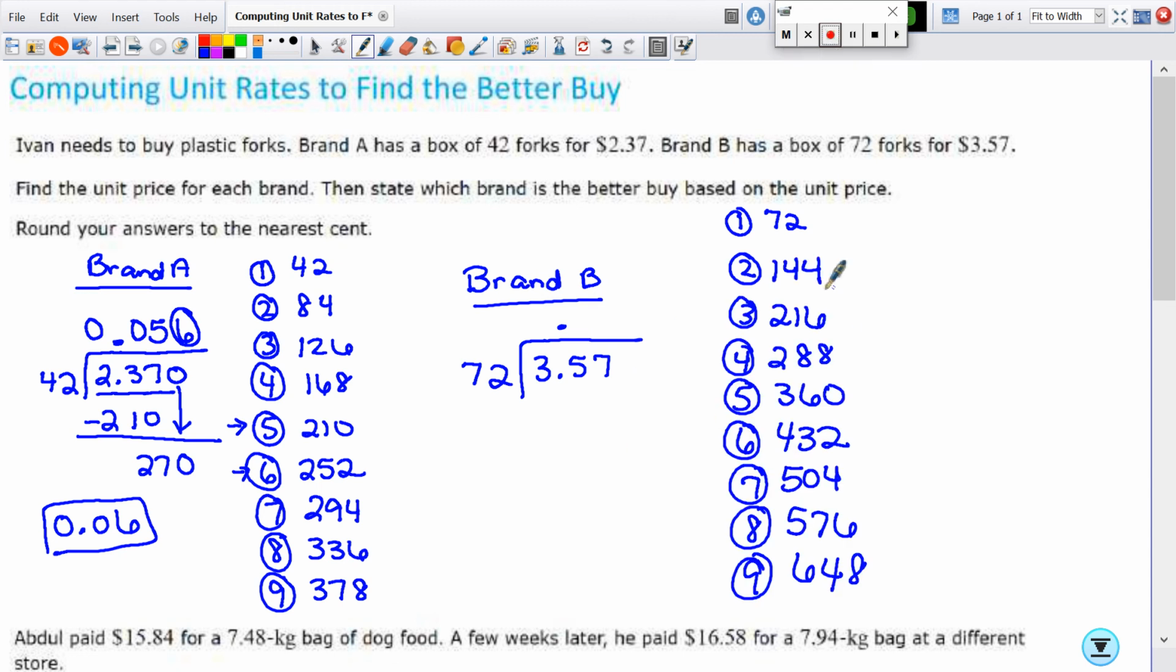Okay, it does take a couple of minutes to make the list. However, it makes your division a lot easier. You don't have to worry about multiplying or over guessing on your multiplication. So it's nice to have this list.